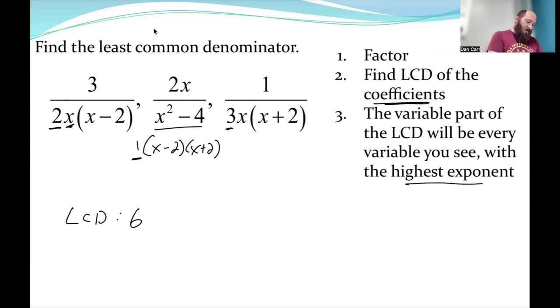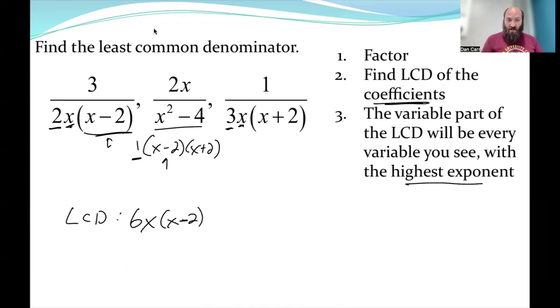So x and x are both raised to the first power, so I'm going to have an x as part of my LCD. Now, when it comes to the other factors, though, we've got to be a little bit careful. We're basically going to represent each individual thing that shows up in our least common denominator, but it only shows up the one time. So if I have x minus 2 here, and I have it in here in common, I'm still just going to write it one time like this.